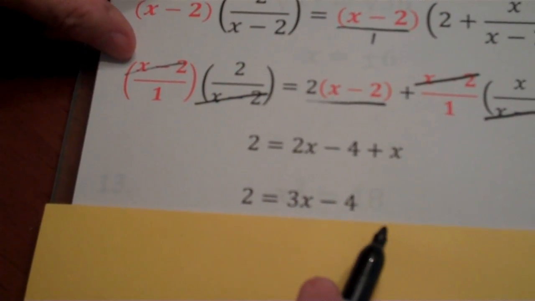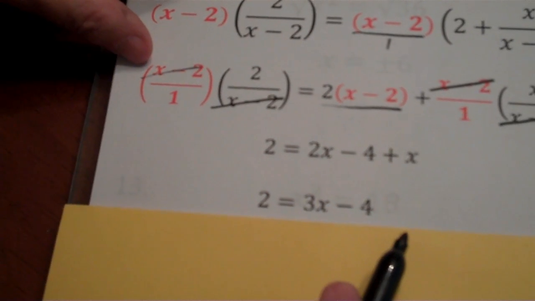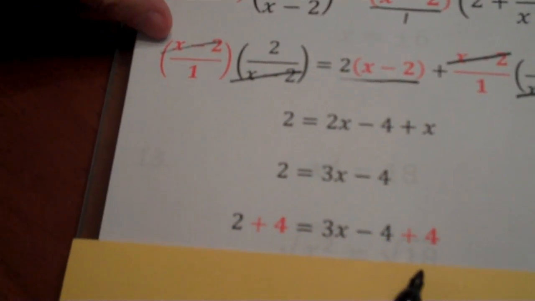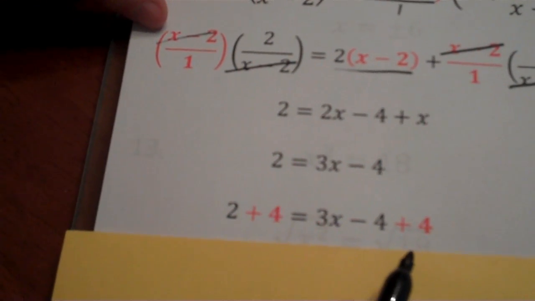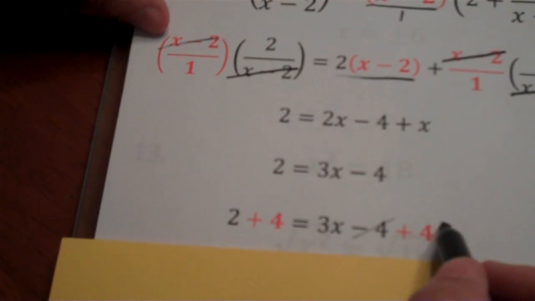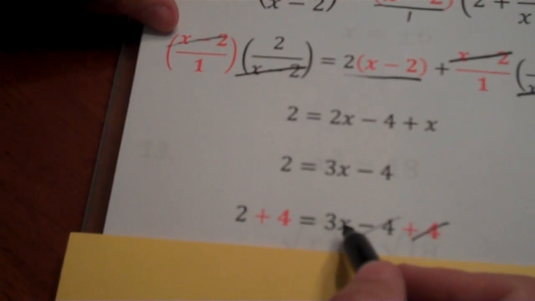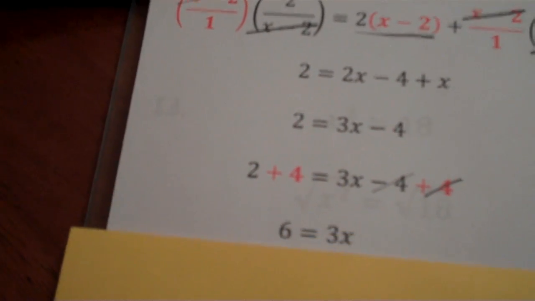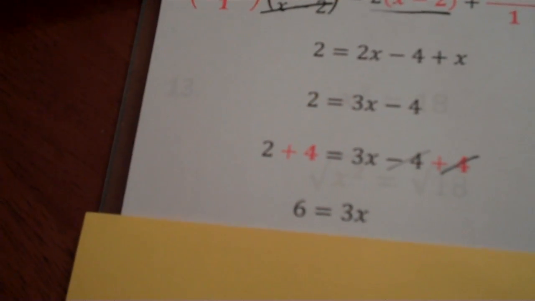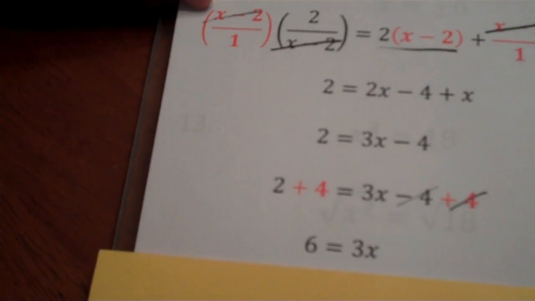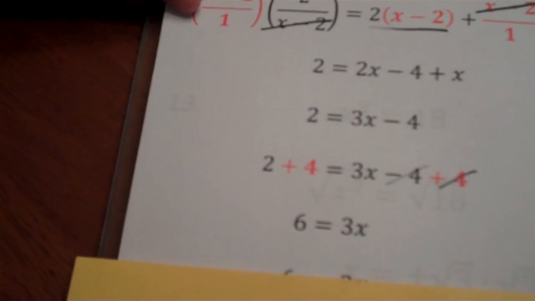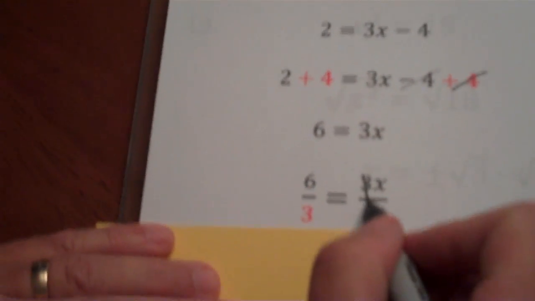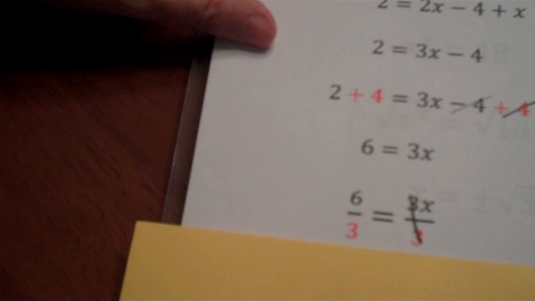I will now solve this by adding 4 to both sides of the equation. Let's go ahead and put a plus 4 on both sides of the equation. On the right side, these will cancel, and I'll be left with a 3x. On the left side, I'll have 2 plus 4, or 6. So I have 6 equals 3x. Finally, I divide both sides of my equation by 3. On the right side, the 3's cancel, and I'm left with x equals 6 divided by 3, or 2.